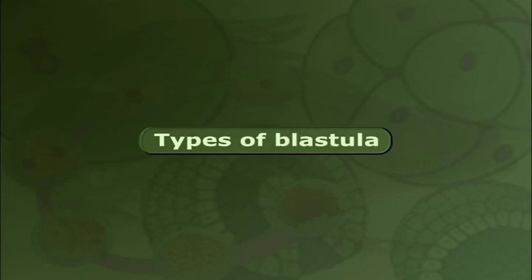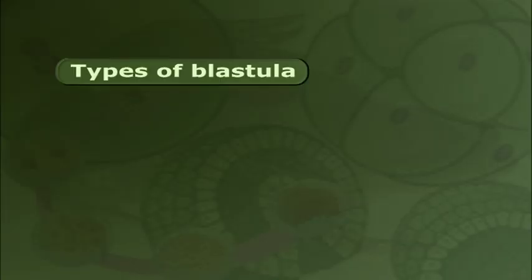Now, let us look at the different types of blastula. Types of blastula. Structure of blastula varies in different animals. It depends upon many factors such as size of the egg, amount of yolk in the egg, pattern of distribution of yolk in the egg, and type, rate and number of cleavage division. There are 6 main types of blastula.